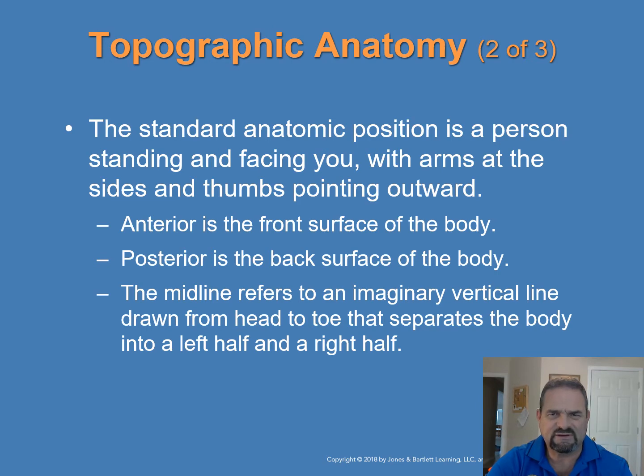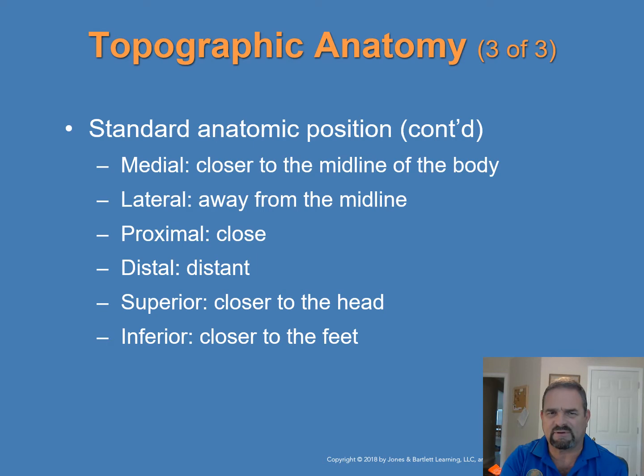All right, so the standard anatomic position is a person standing and facing you with arms to the sides and thumbs pointing outward. That is called the anatomic position of human anatomy. The anterior is the front surface of the body, the posterior is the back surface, and the midline refers to an imaginary vertical line drawn from the head to toe that separates the body into the left half and the right half. Standard anatomic positions: medial, lateral, proximal, distal, superior, and inferior.